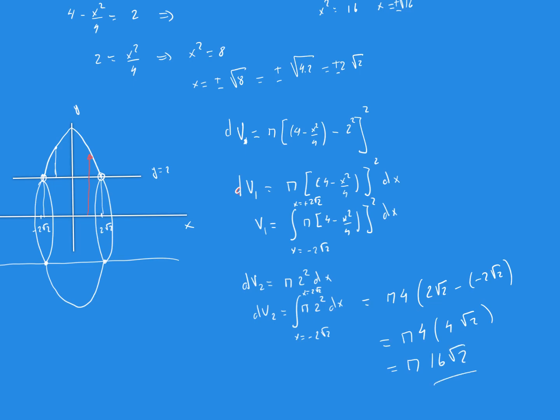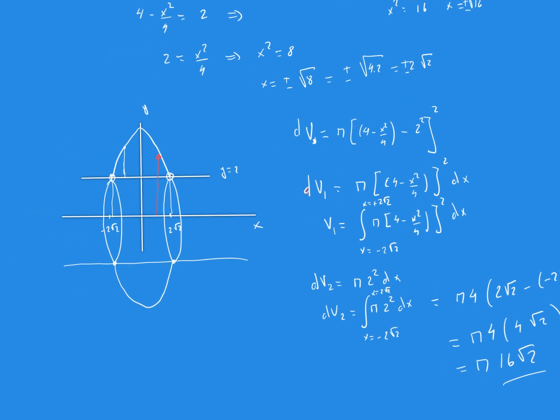And if you don't want to do the integral, you may say that the volume of the cylinder will be pi times 2 squared times the height, which is 4 square root of 2, and it should be the same. 4 by 4, 16, yeah, it is the same. So what is the volume that is between the two figures?